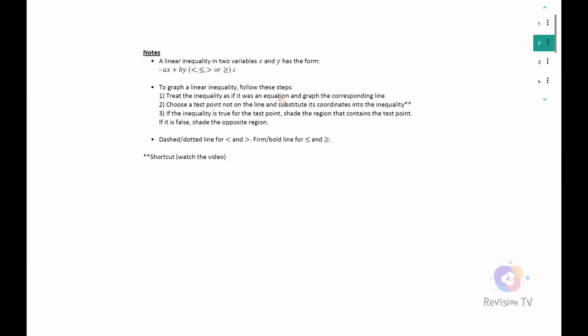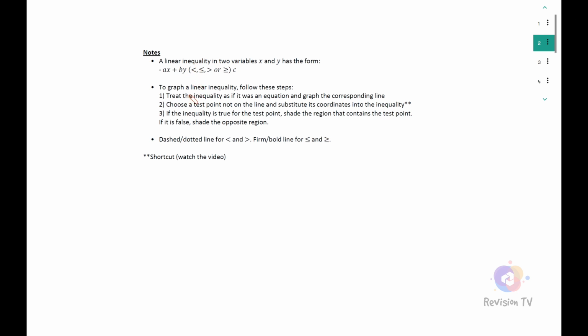Notes. A linear inequality in two variables, x and y, has the form ax plus by is either less than, less than or equal to, greater than, or greater than or equal to c. Or it could be presented in a format where y is greater than or less than something. Basically, it's like an equation, but with an inequality sign. Okay, so that's an inequality. You should know by now.